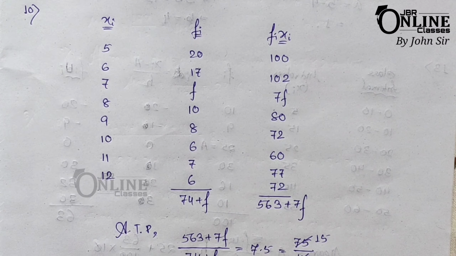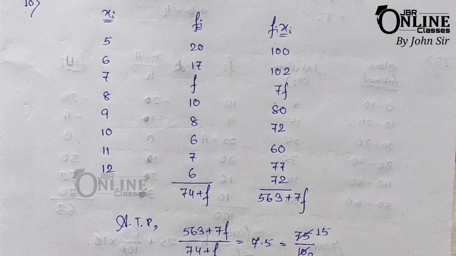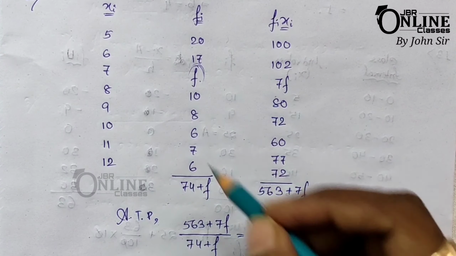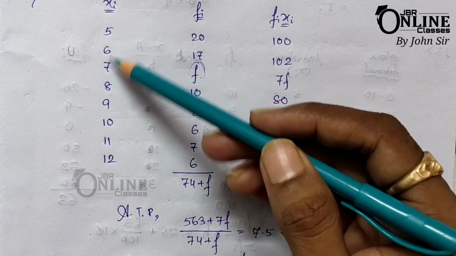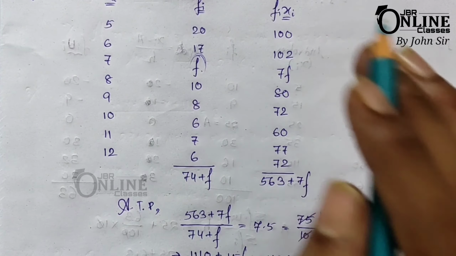Now sum number 10. If the mean of the following distribution is 7.5, find the missing frequency, that means f. So here we have to find out the value of the missing frequency. Here xi is given, fi is also given, and you can solve this problem with the help of the direct method.